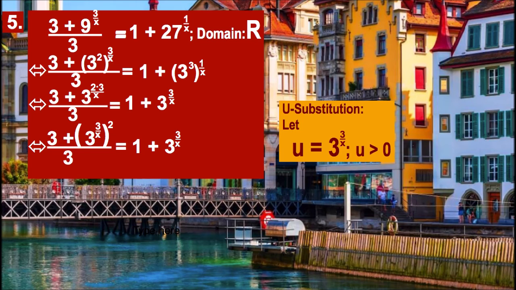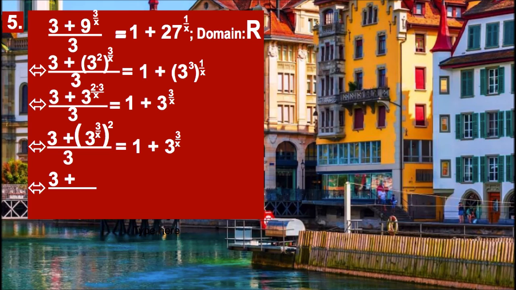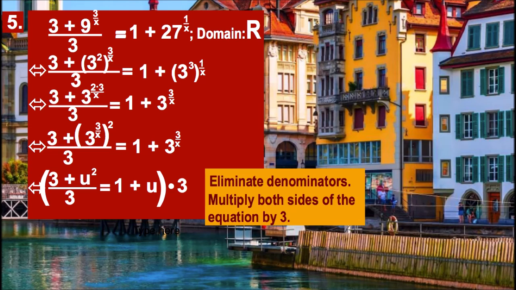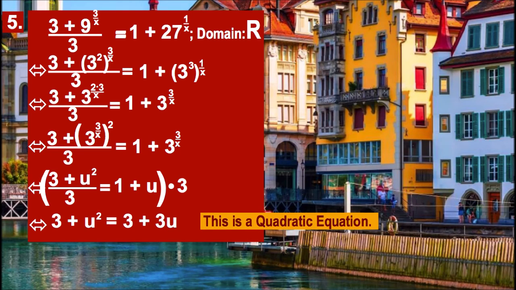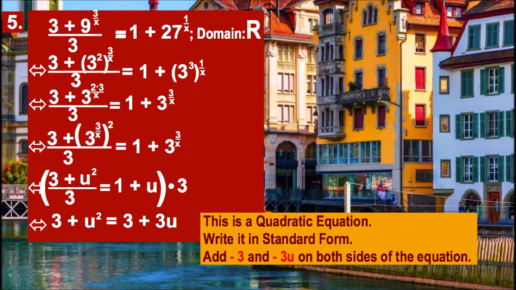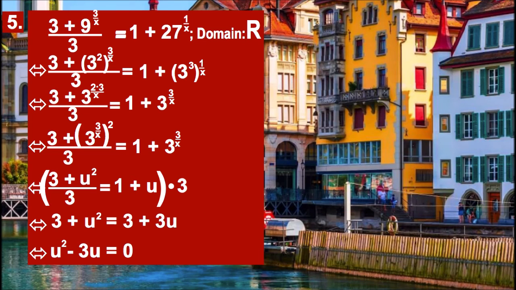So let's let u equal 3 raised to the power 3 over x, where u is greater than 0. So, equivalent to 3 plus u squared, everything over 3, equals 1 plus u. Eliminate denominators by multiplying both sides of the equation by 3, equivalent to 3 plus u squared equals 3 plus 3u. This is a quadratic equation. Let's write it in standard form. Add negative 3 and negative 3u on both sides of the equation. Equivalent to u squared minus 3u equals 0.